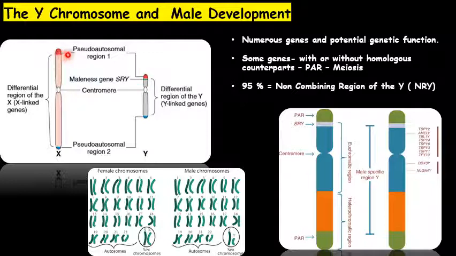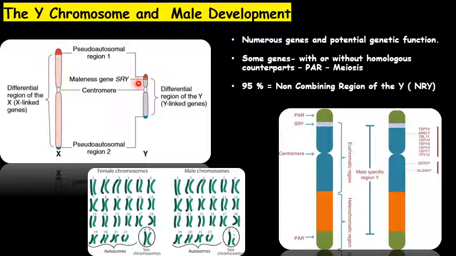What do I mean by counterparts? The same gene that is here will be here as well, okay? So only for about 5%, the same type of genes in the X are also present in the Y, okay? That is what we call the pseudo autosomal region, or shortly PAR. So this happens during meiosis, okay, during meiosis.